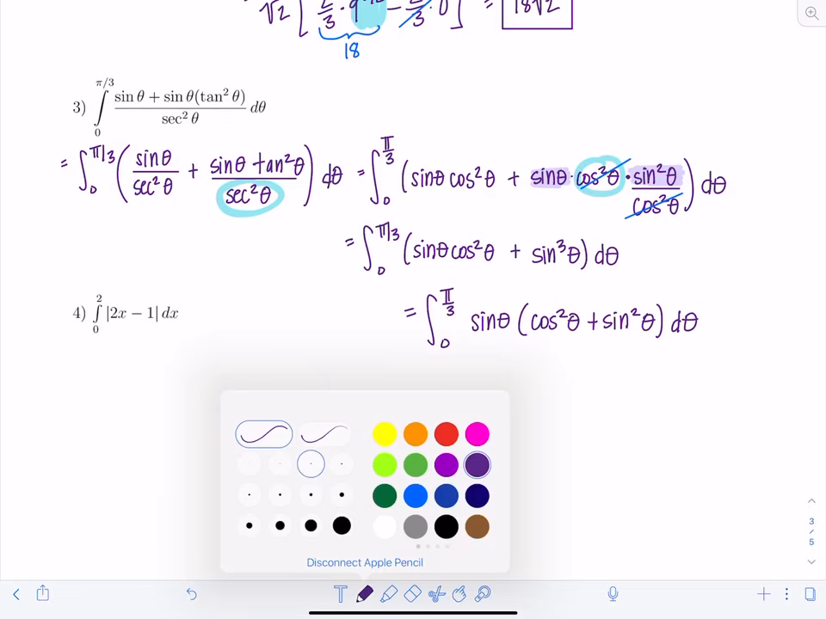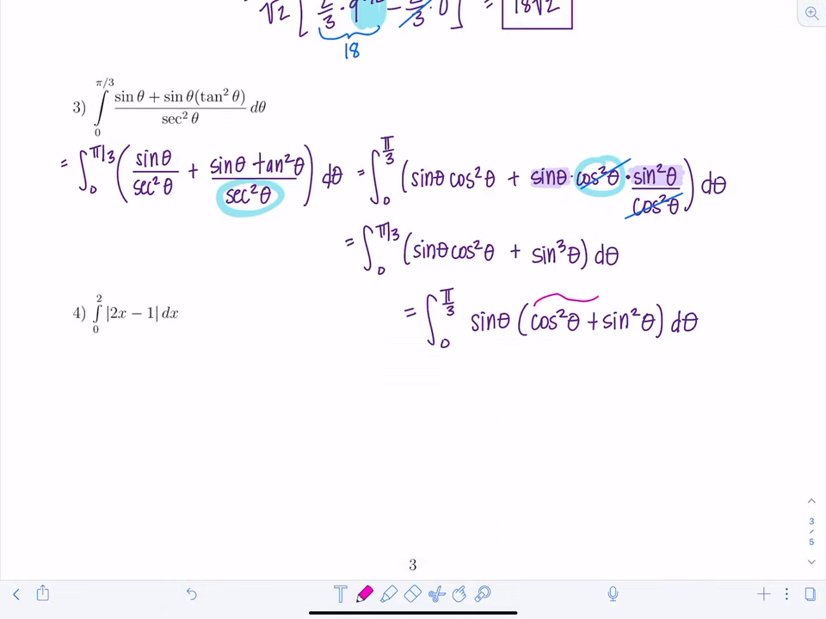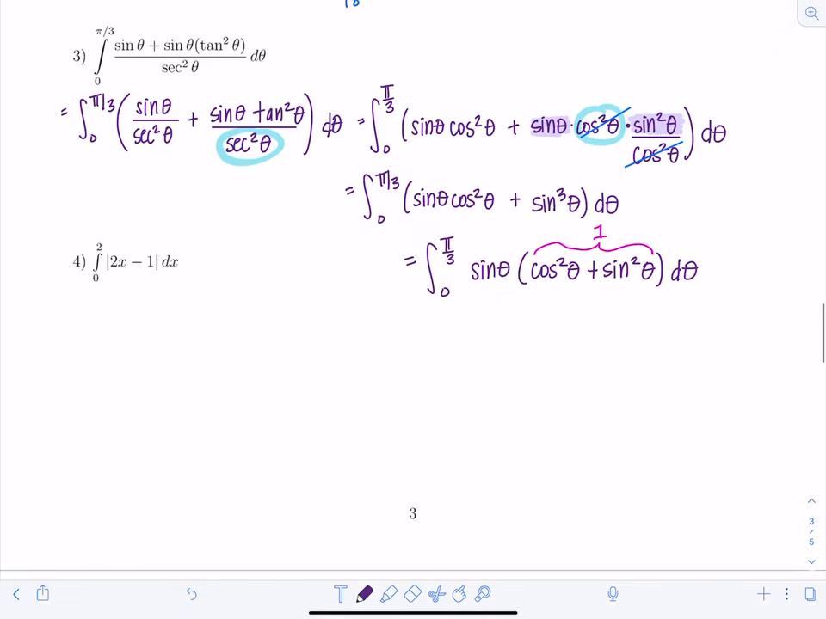And ooh, do you notice something? Sine squared theta plus cosine squared theta is just 1. So really, this problem boils down to the integral from 0 to pi over 3 of sine theta d theta.